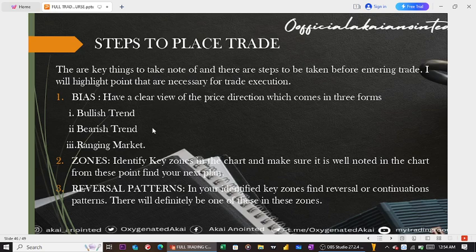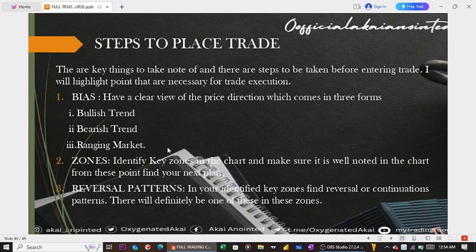Now in time frames, you understand how to and where to start making your analysis from. You don't just start making analysis from any time frame. So that is going to explain better how you make your analysis. So first thing you do, you have a bias to know the direction of the trend.